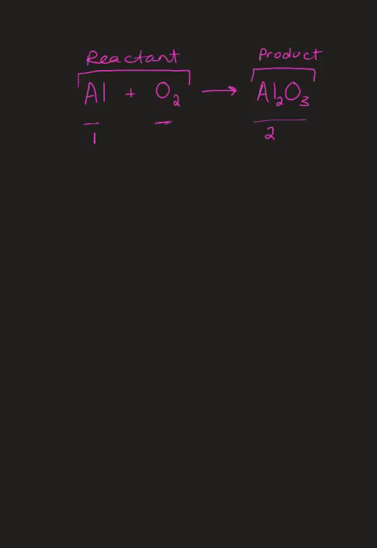The same goes for the oxygen. On the reactant side, I have two oxygens over here, but on the product side, there's three of them. Okay, so we have to figure out how to balance. In other words, we need this number and this number to be the same, and we need the oxygen numbers to also be the same.